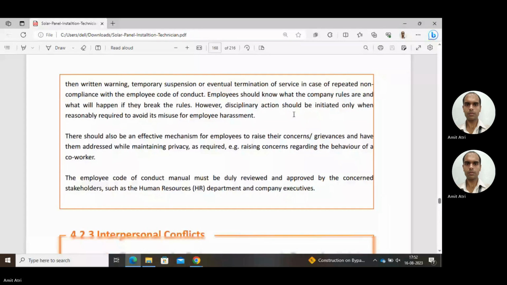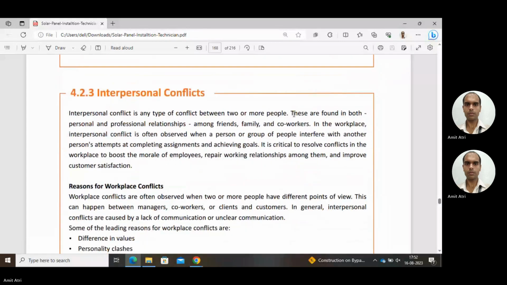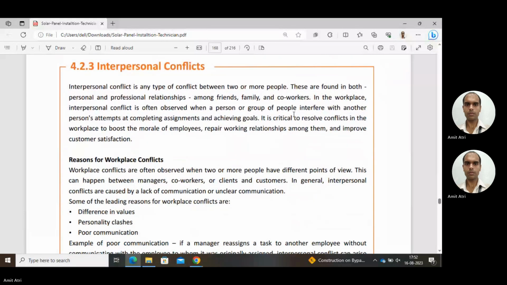Now we can cover our next topic, 4.2.3, that is interpersonal conflicts. It is any type of conflict between two or more people. They don't agree on something, so they are conflicting. These are found in both personal and professional relationships. Among families, friends, and co-workers, there could be conflicts.